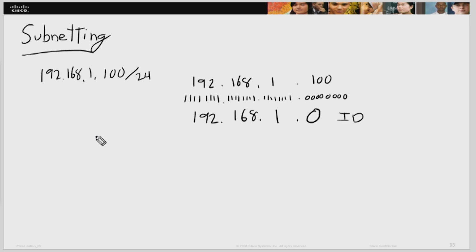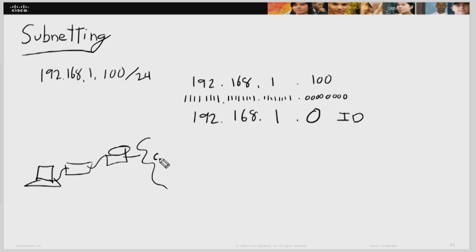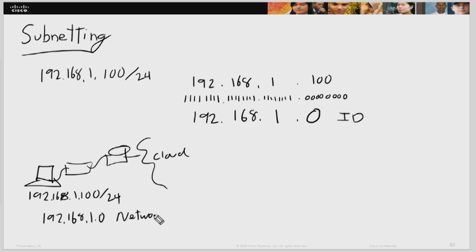When my computer is trying to determine what MAC address it needs to ARP for, it compares the destination address with its own address. So if I put my PC back down here, just to put a little graphic in, connect it into a switch, connect it into a router that's going somewhere. Again, I don't know where it's going, so we'll just call this a cloud someplace. My PC is 192.168.1.100 /24. That means I'm on the 192.168.1.0 network. What addresses did I give my router?